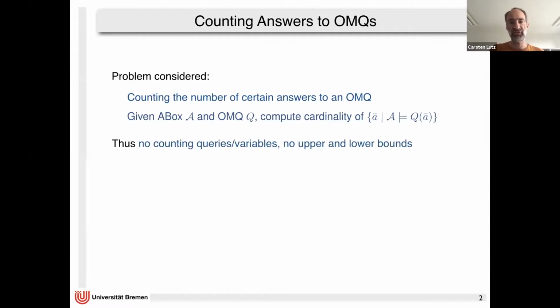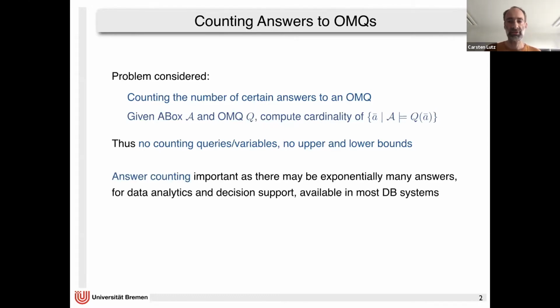So this is different from what was done in the previous presentations. We don't have any special counting mechanisms in the query. There are no counting variables. There are no counting queries. Also, we do not distinguish between different models of our knowledge base. We only want to know how many answers there are.